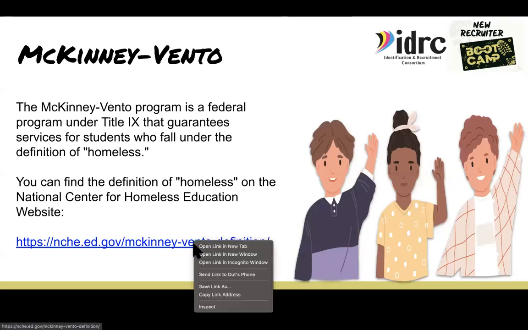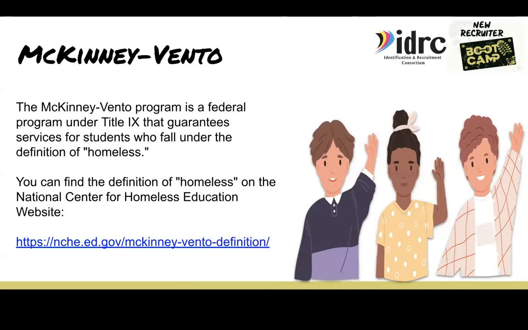The McKinney-Vento program, for those that are unfamiliar with it, is a federal program under Title IX that guarantees services for students who fall under the definition of homeless. And so homeless doesn't necessarily mean that they don't have a home. A student may qualify as homeless if there's more than one family living in a home. A student can qualify if the home is found to be inadequate in some way, shape, or form. There's a lot of ways that a student can be found to meet the definition of homeless.